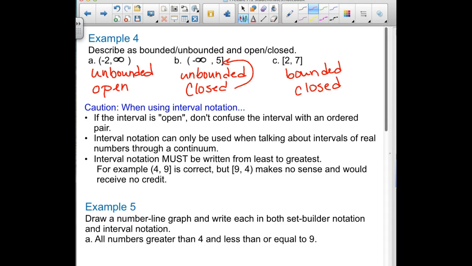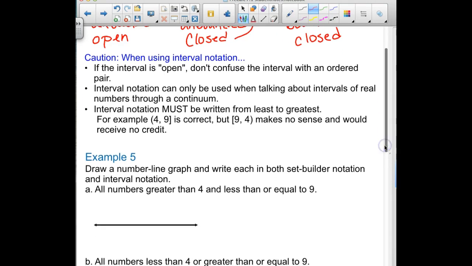All right. Couple things to caution you about when using interval notation. If the interval is open, I had mentioned this before, don't confuse it with being an ordered pair of numbers. Interval notation can only be used when talking about intervals of real numbers through a continuum. So there can't be a break in the numbers. And the last one, interval notation must be written from least to greatest. For example, we can use this symbol, but this one would be wrong since 9 is bigger than 4.